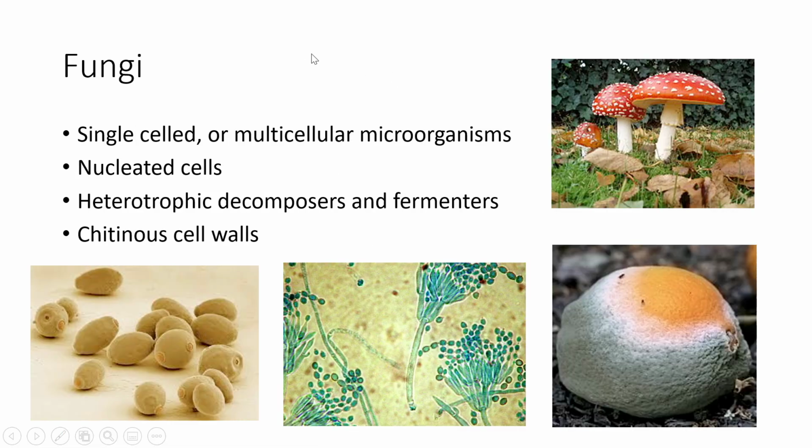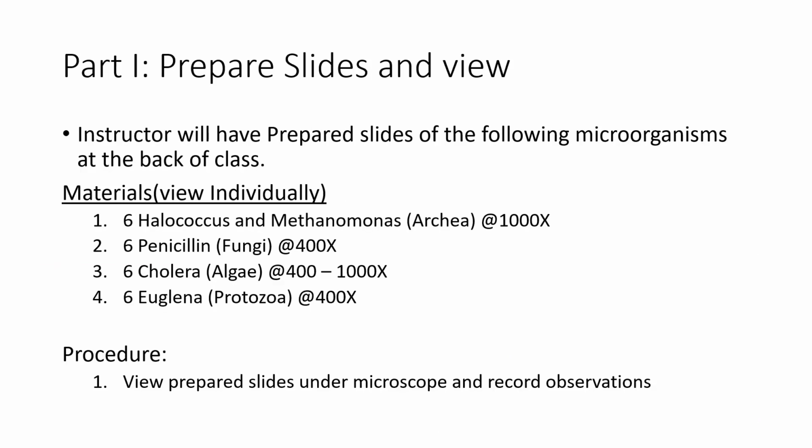So we have our fungi. They're pretty fun. So we have our single-celled, and then they're also going to be multicellular. So as we can see right here, this big mushroom is made up of multiple cells. So these are going to be nucleated, so they have a nucleus. They're heterotrophic decomposers and fermenters, right? So they're going to be breaking down foods and then using that as energy. And they are going to have a chitinous cell wall. So their cell walls have chitin inside of them, as opposed to the slime molds that are just chitin-like.